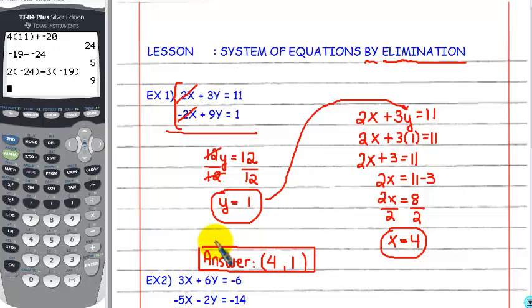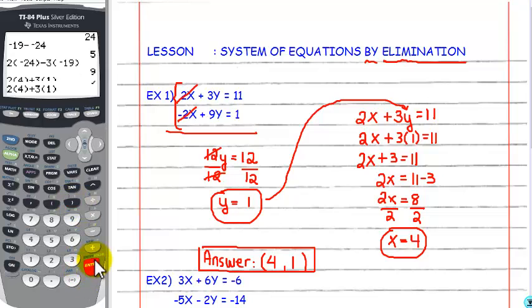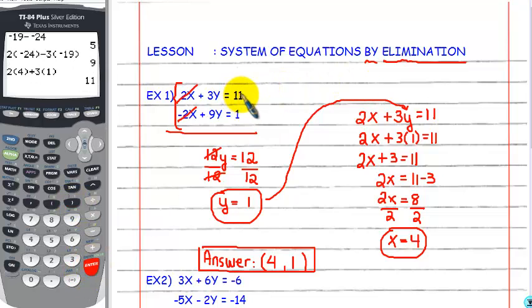Remember that in system of equations, you can always use the calculator to check your answers, to make sure that you're doing it correctly. Let me demonstrate that. Let's say we pick the first equation, and we're going to put 2 parentheses, and we're going to put the value of x, which is 4, plus 3, and then instead of y, we're going to write the value of y, which we got is 1. And if this is correct, I should get 11, and I did.